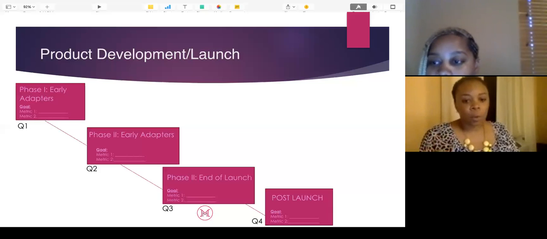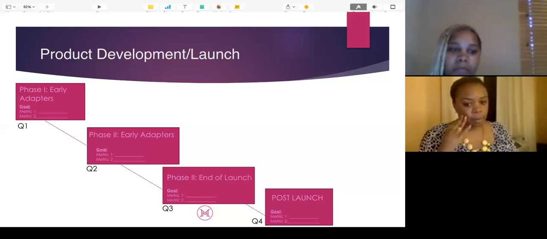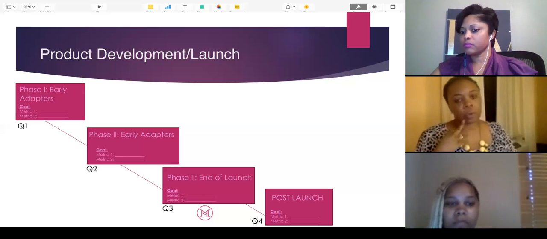So do I have any questions about any of these phases? Do you have any questions about maybe where you are with one of these phases, or anything above? You can unmute yourself and ask your question if you have one.